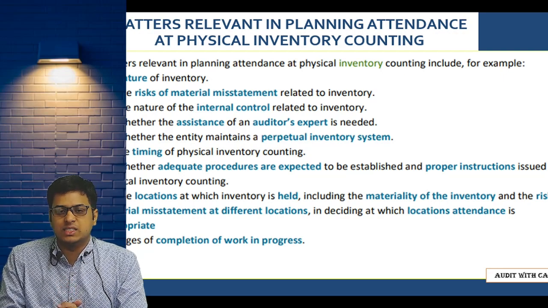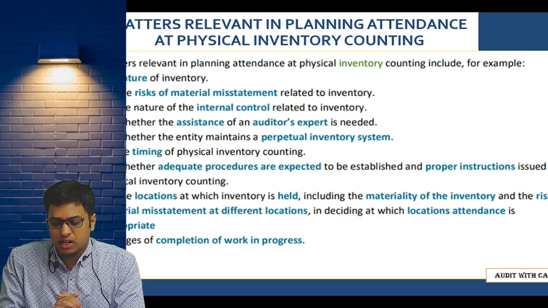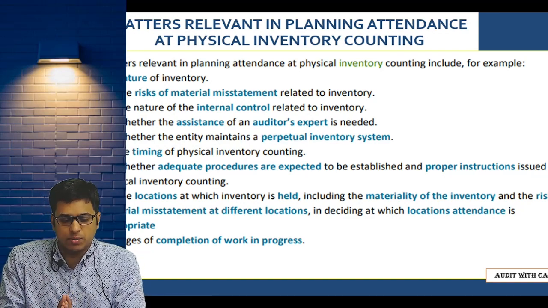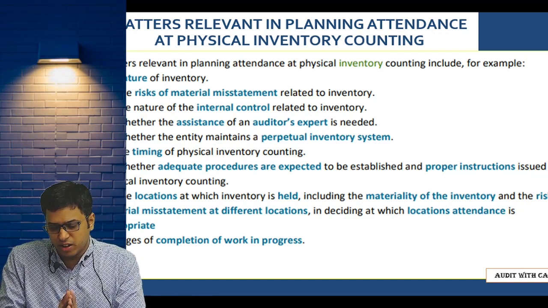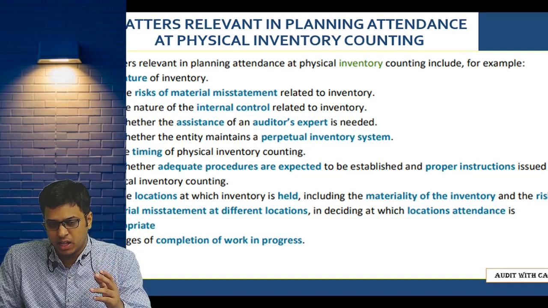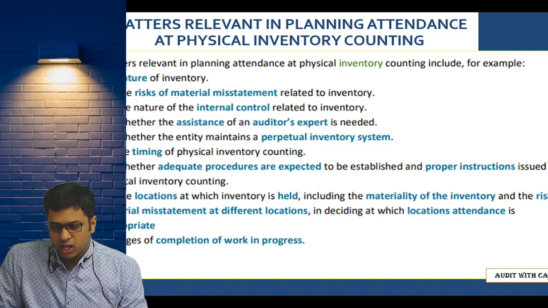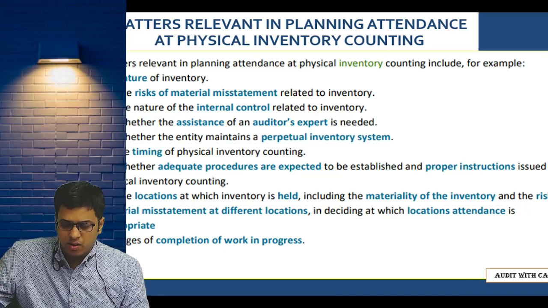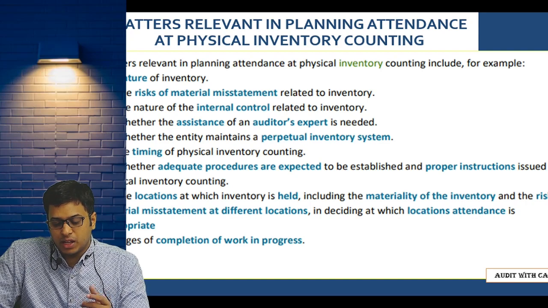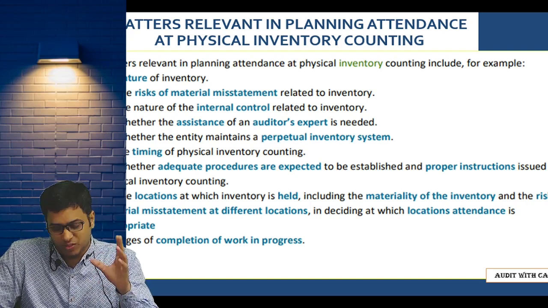पहला आएगा यहाँ पे कि sir matters which are relevant in planning the attendance at the physical inventory counting. इसमें अपने एक बहुत simple diagram किया था. I think you will be able to recollect it very fast. बोलो आराम से. पहले आएगा वो RMM, याद है वो RMM, that is risk of material misstatement. Then उसके ऊपर आएगा यहाँ पे internal control. Then on the side you will have auditors expert. बाद में आएगा आपका physical inventory system. उसके बाद आपका नेक्स्ट आएगा यहाँ पे, अच्छा, for the first point that was there was nature of the inventory.